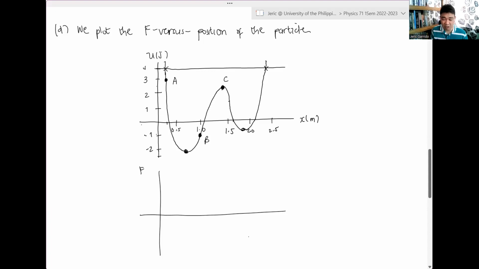So let's say this is force, this is position. So 1, 2, 3, 4, 5. Okay, so we have 0.5, 1.0, 1.5, 2.0, 2.5. This is in meters. This is in newtons. So again, hindi natin alam yung actual values ng force. Mahirap hanapin. So for the meantime, yun lang muna hanapin natin.